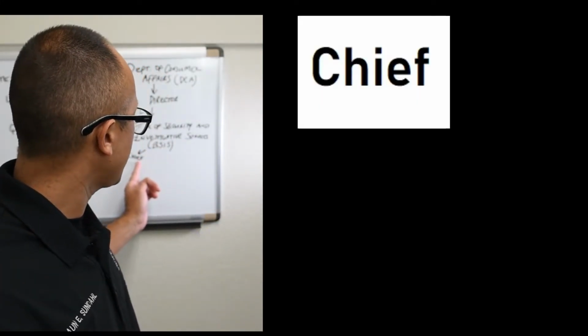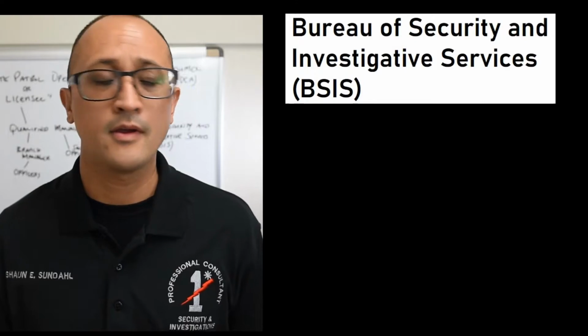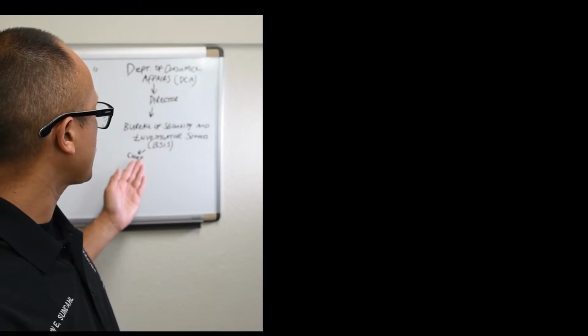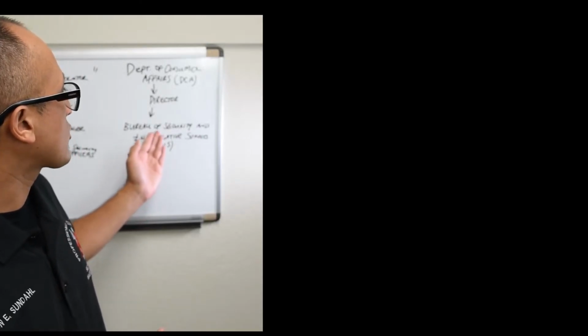And under the director is a chief. Okay, chief. The chief of BSIS, the Bureau of Security and Investigative Services. Now, if you ever have to communicate with somebody that is related to private security or private investigative services, you're going to probably be referring your correspondence to the chief. But in some circumstances, you may have to write your correspondence to the director. But throughout this training course, I will tell you when you will have to pick and choose either one of them. Okay?